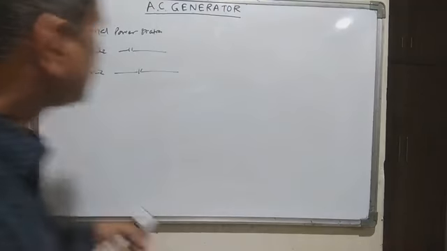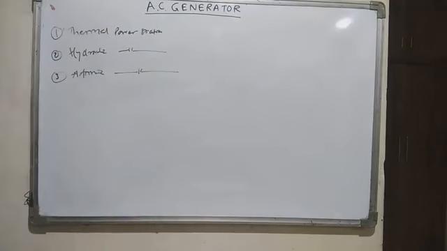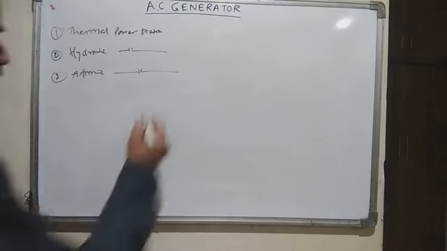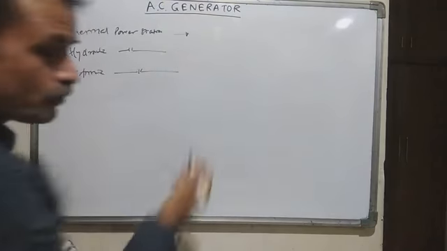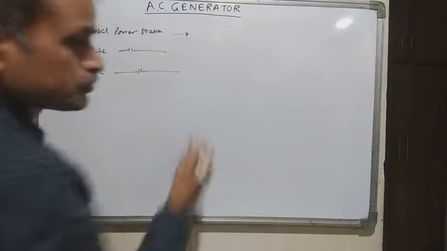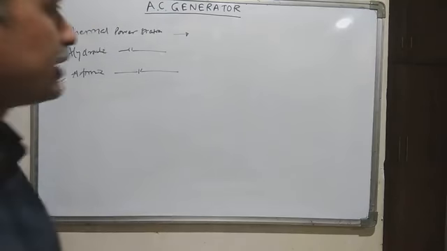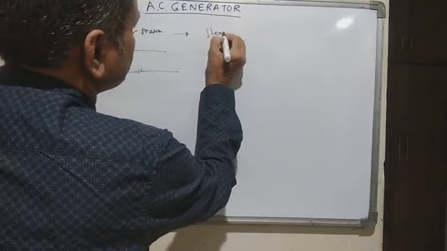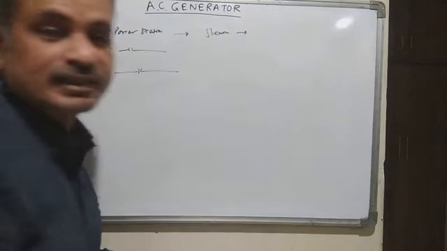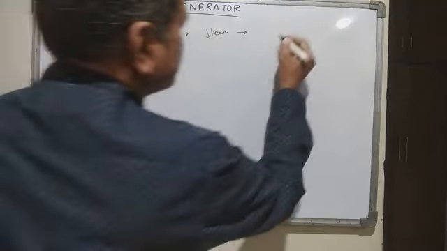And how is AC then generated in a thermal power station? In a thermal power station, coal is used to boil the water, and from the steam, the turbines are rotated. Turbines like this.